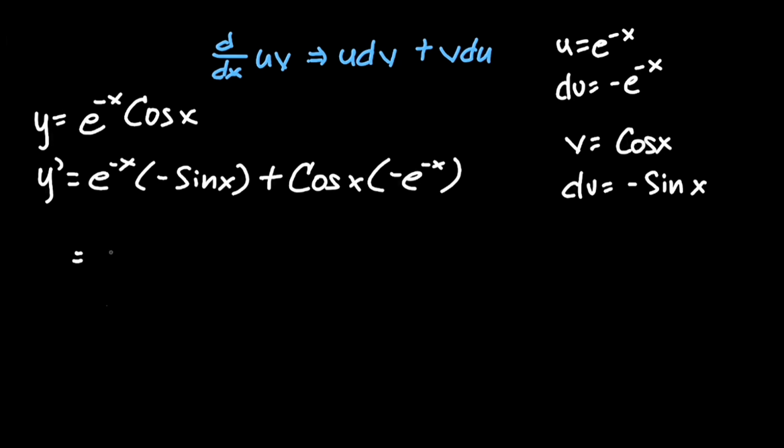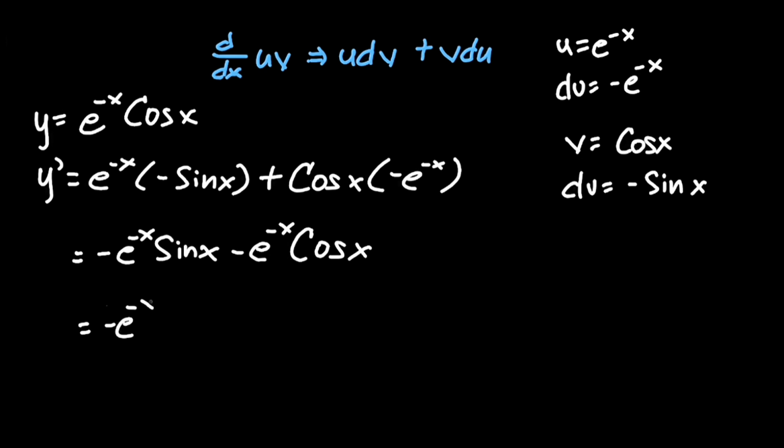Final answer now would be negative e raised to the power of negative x multiplied by sine of x minus e raised to the power of negative x cosine of x. You can factor out negative e here and you will get negative e raised to the power of negative x multiplied by sine of x plus cosine of x.